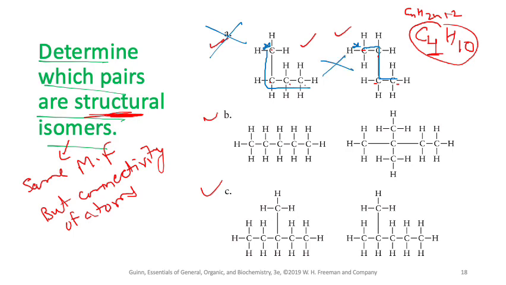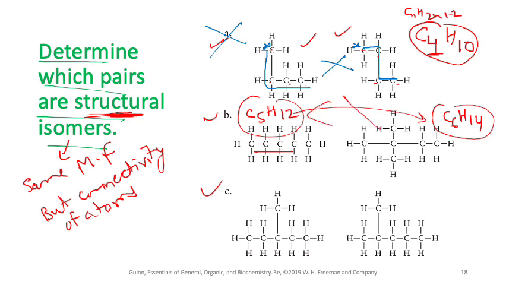Let's talk about the second one. How many carbon? 1 2 3 4 5. 1 2 3 4 5 6. We have 6 in there, so they cannot have the same molecular formula. Why? Because if you have 6 carbon in here, you should have 14 hydrogen. For this one you have 5 carbon, then you should have 12 hydrogen. So they have different molecular formula, so they cannot be a structural isomer. The first condition didn't work.